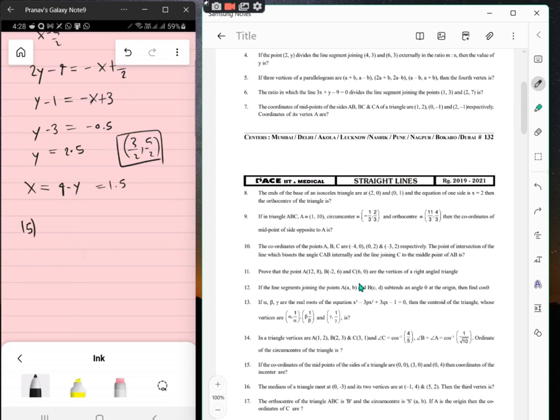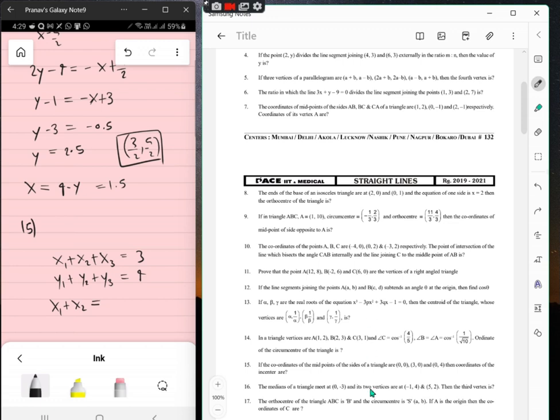What's the centroid? Centroid is 1 comma 4 by 3, I think. Okay, 1 comma 4 by 3 you say. So x1 plus x2 plus x3, that thing is 3, and y1 plus y2 plus y3 is 4 upon 3 times 3, which is 4. And what was I doing?